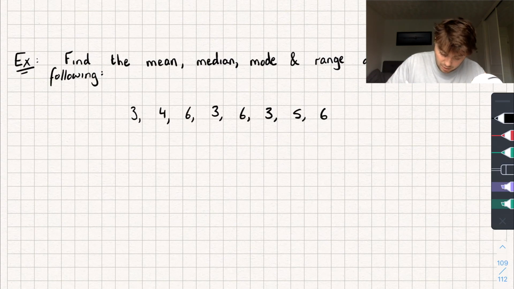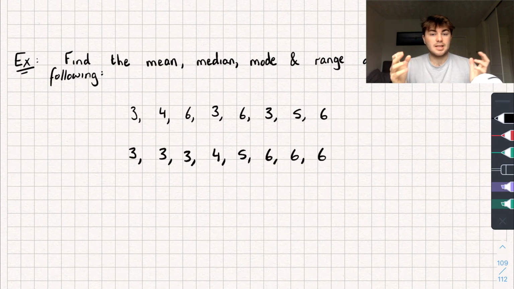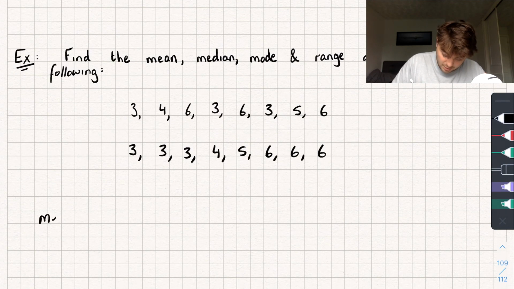So the smallest numbers are 3, I think. 3, 3, 3, 4, 5, 6, 6, 6. Okay, so I've put it in order of size, so ascending order. Let's find the mean first.